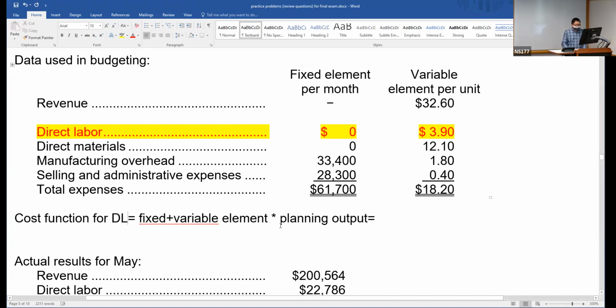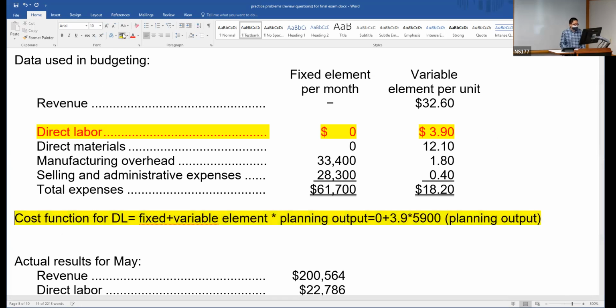Developed labor, and then we plug in the planning output. So it should be 0 plus 3.9 multiplied by the planning output. And emphasize that this should be the planning output. And then we just do this calculation using the calculator. For the final exams, you can also bring a calculator.